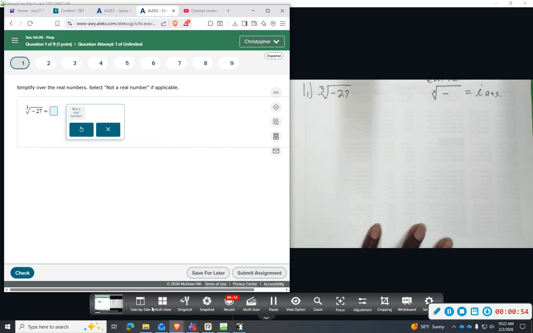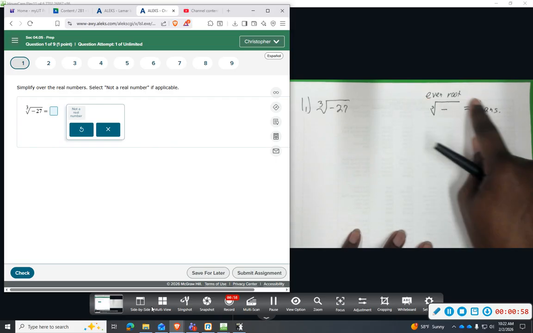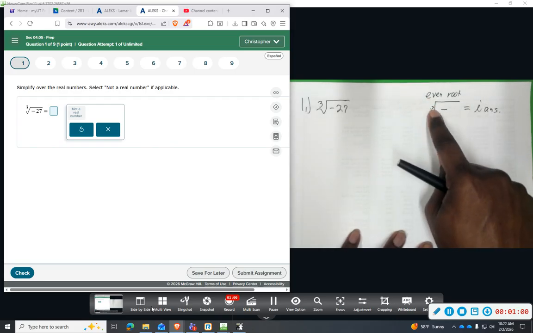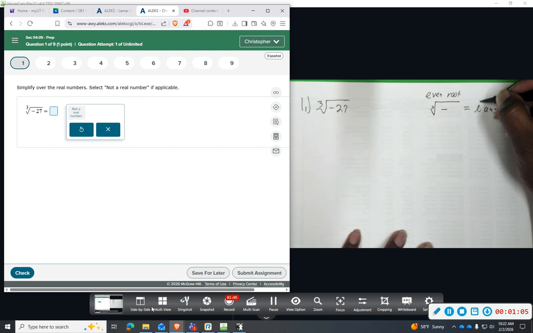Okay, sorry, it's kind of cut off. Bring it down a little bit. So if the root is even, that means it could be a 2 here, 4, 6, 8, something even. You're going to get an i. It's going to be imaginary.